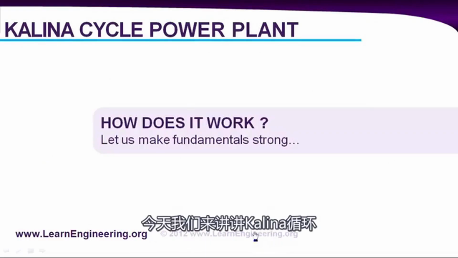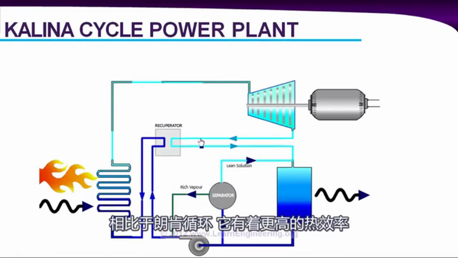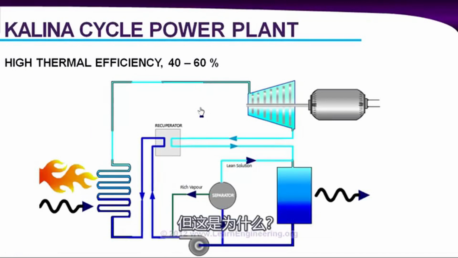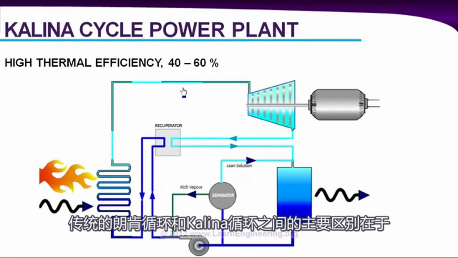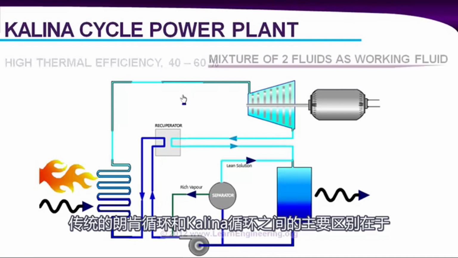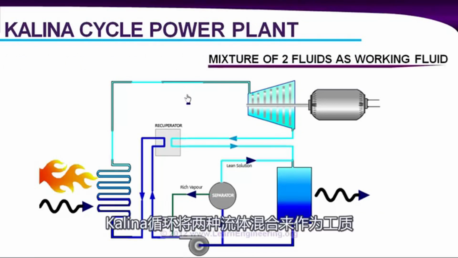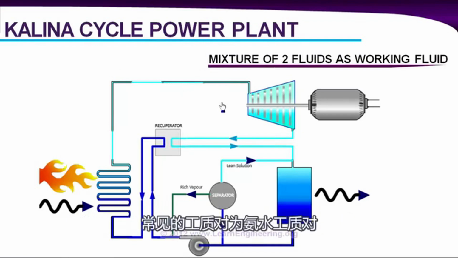In today's video, we will understand how a Kalina cycle power plant works. Here we will mainly investigate the reason behind its high thermal efficiency compared to conventional power plant cycles. So let's start. The major difference between a conventional cycle and a Kalina cycle is that Kalina cycles use a mixture of two fluids as the working fluid. And the most commonly used working fluid in a Kalina cycle is a mixture of water and ammonia.